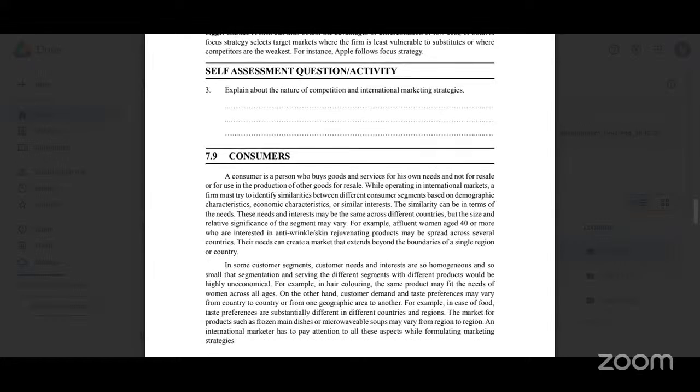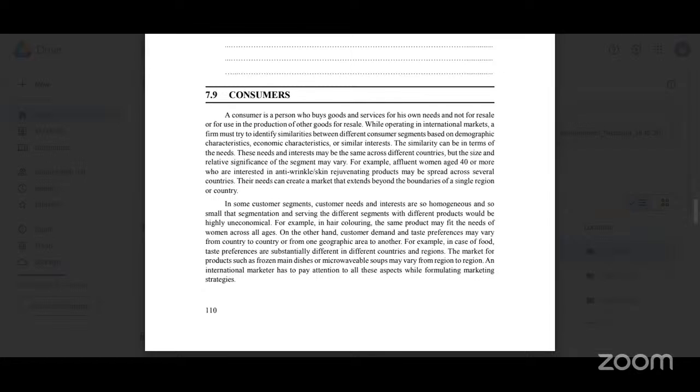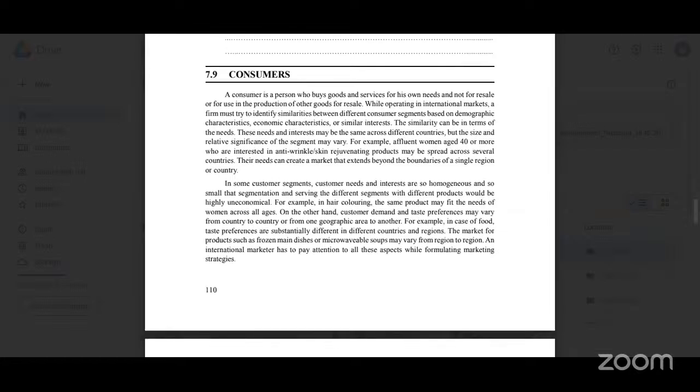So, we'll also look briefly in terms of consumers. So, who is the consumer? A consumer is a person who buys goods and services for their own needs and not for resale or for use in the production of other goods for resale. This is a very, very important definition of consumer. So, we need to understand it in total clarity.